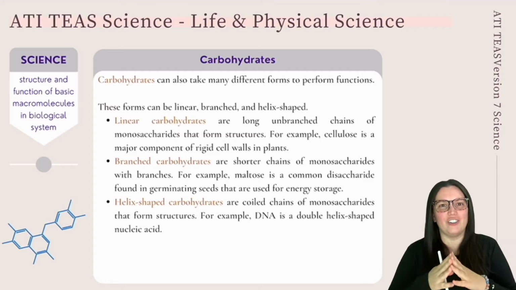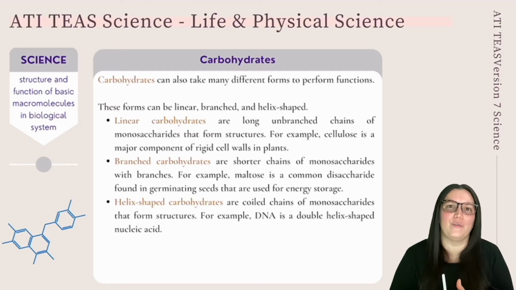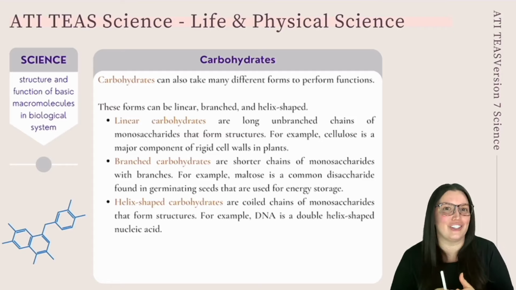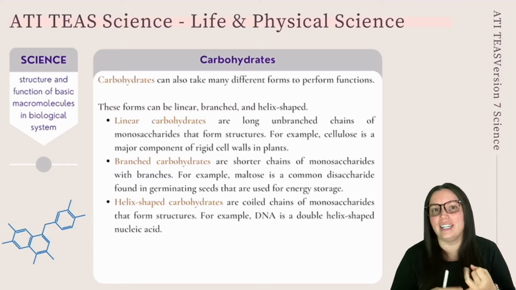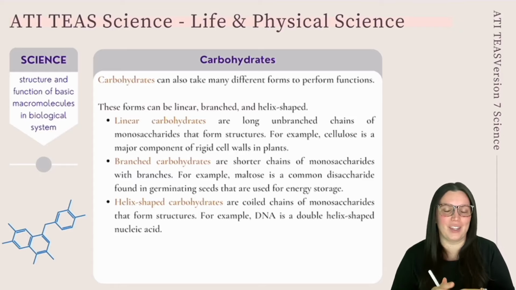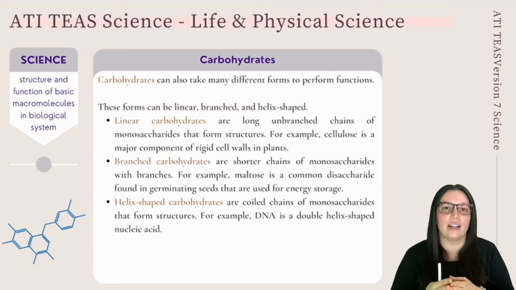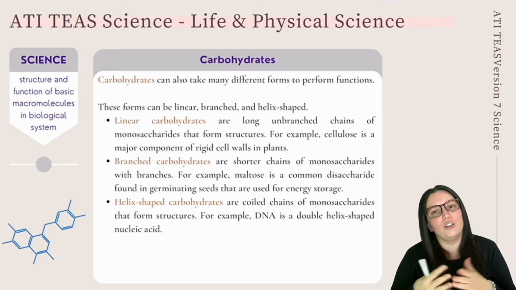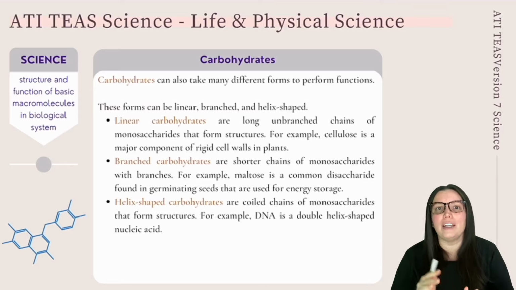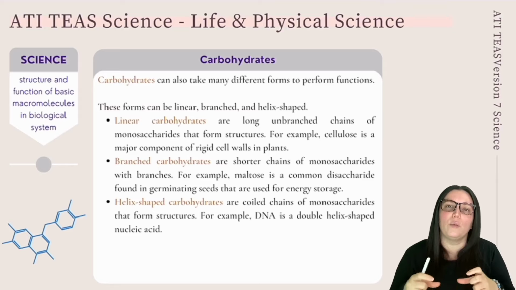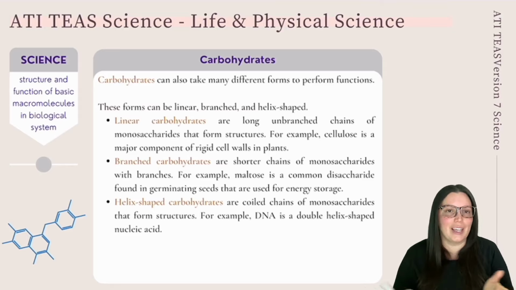So we have carbohydrates that can take many different forms to perform many different functions. These forms are either linear, branched, or helix-shaped. So when it comes to linear carbohydrates, these are those long, unbranched chains of monosaccharides that form structures. For example, cellulose is a major component of rigid cell walls that are found in plants.